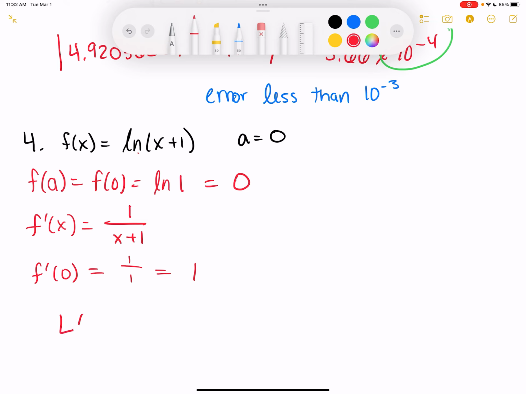So then we can write our L of x equation. So it's f of a, which was 0, plus f prime of a was 1 times x minus a, so x minus 0. So in reality, L of x is just equal to x.